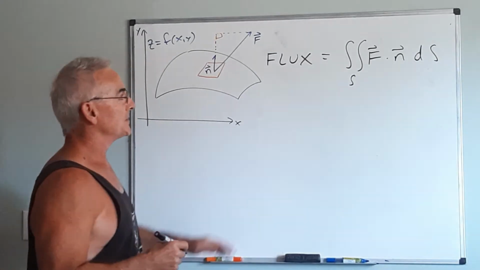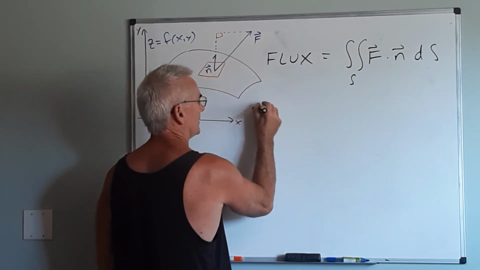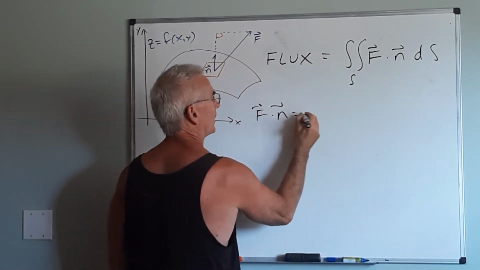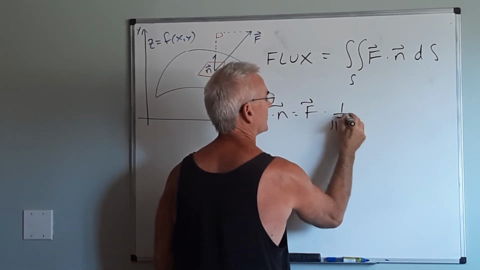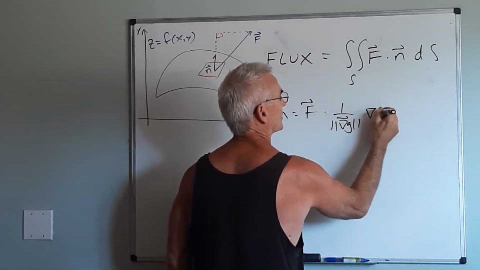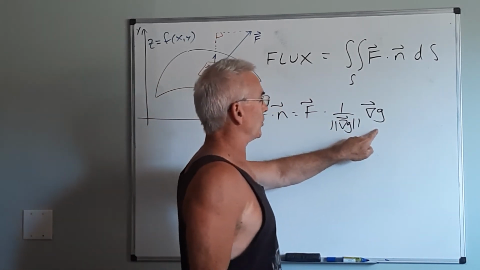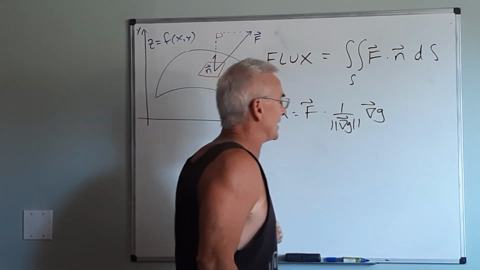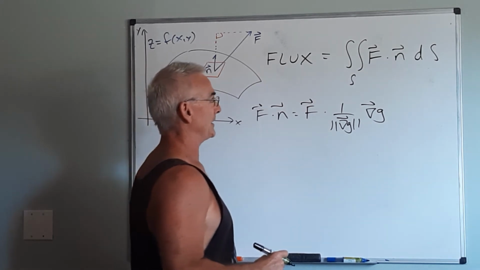Now when it comes time to actually calculate this quantity, when we do the F dot n, what we're actually going to do is F dotted with 1 over the length of the gradient vector times the gradient vector. But we do not want to multiply this through because it's going to show up again here. The reason we calculate both times is to make sure we did it right, because we're actually calculating them independently.